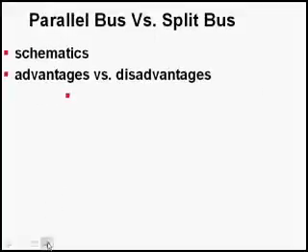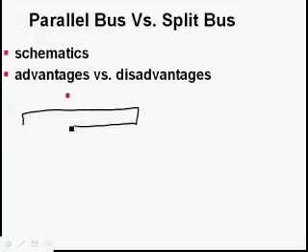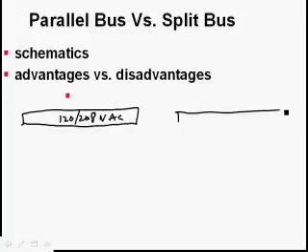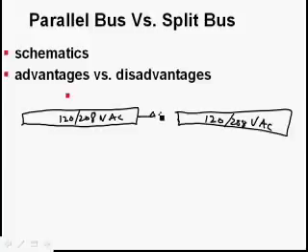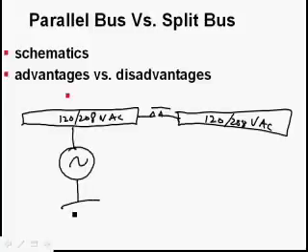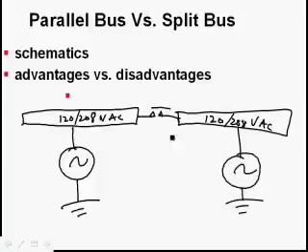Parallel bus versus split bus. Let's try parallel bus first. Let's say we got a bus, 120, 208 volts AC, and another 120, 208 volts AC bus. I think I was drawing 110 on the other ones, but it's really 120. We're going to connect them with a bus tie contactor, and we're going to run an AC generator onto this bus bar, and we're going to run an AC generator onto this bus bar. And we're going to say that most of the time we're going to leave this shut.